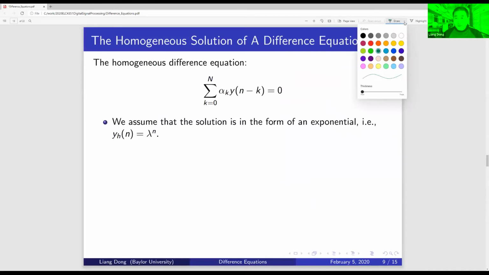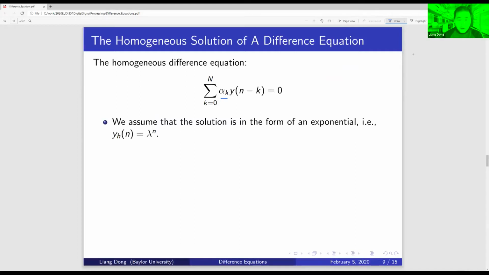So to solve for the homogeneous solution, for the homogeneous difference equation, as we said, that has nothing to do with input. So everything is from the first term of the previous equation. We put that on the left side of the equation: the sum from k equals 0 to N of a_k y[n minus k]. On the right-hand side, we have 0. We don't have any input.